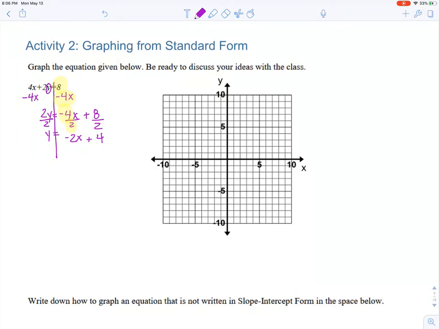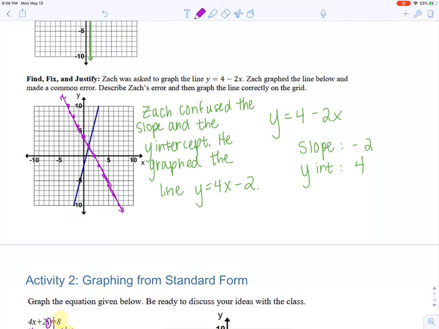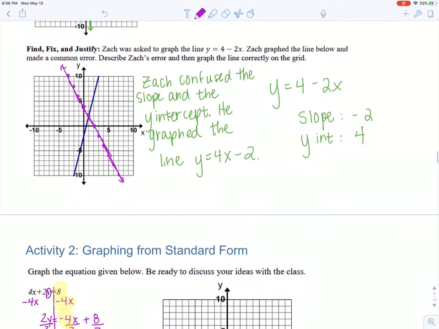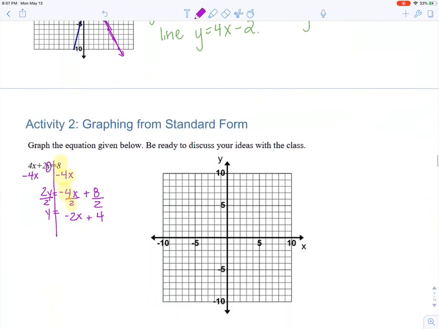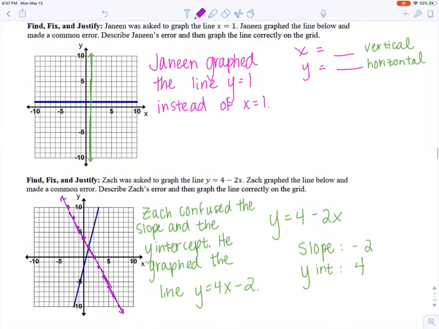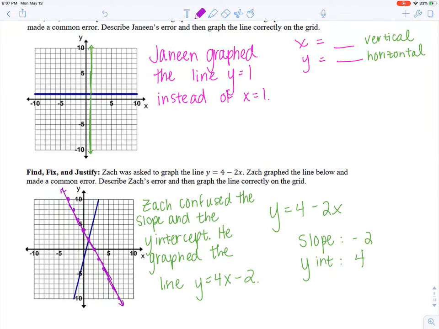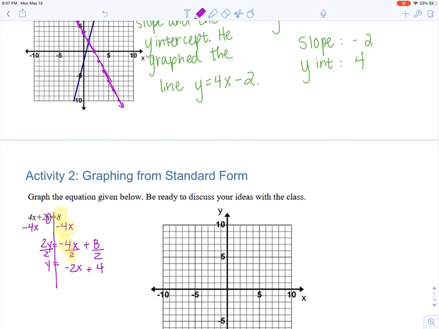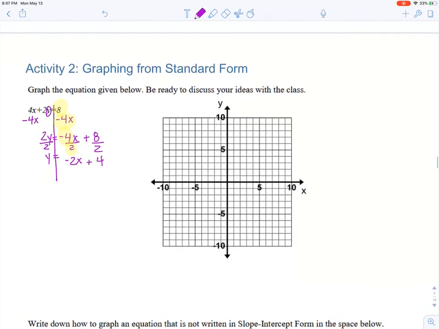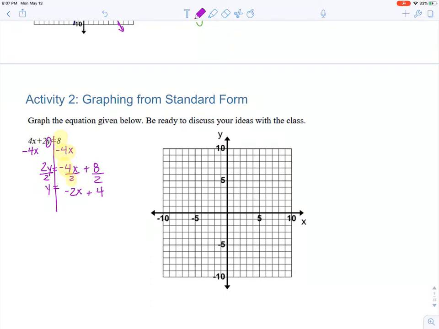Okay, if you guys notice, we really just kind of did this with our find, fix, and justify. Okay, so we just graphed this type of equation. So y equals 4 minus 2x is the same as 4x plus 2y equals 8. Props to you if you figured out that connection without me pointing it out to you. So we're going to graph it the exact same way.